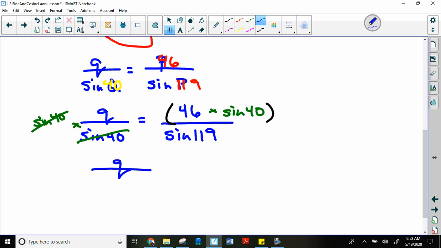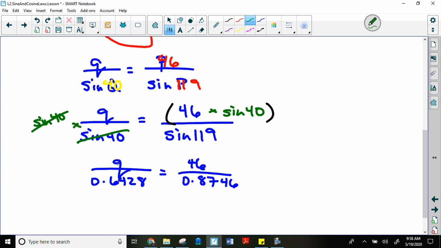So I'm going to show you the extra long step. So sine of 40 is 0.6428 equals 46 over sine of 119. If students aren't super comfortable with their calculator or aren't super comfortable with skipping steps, I tell them to do it this way. I was not a step skipper. I would get too far ahead of myself and then I couldn't find my mistakes.